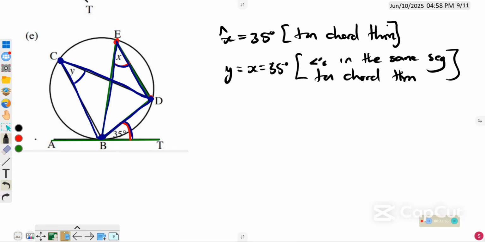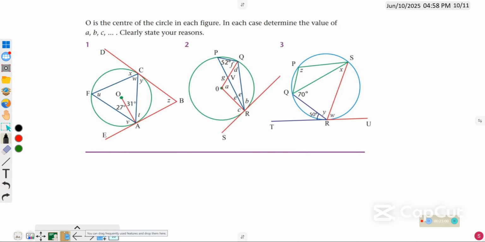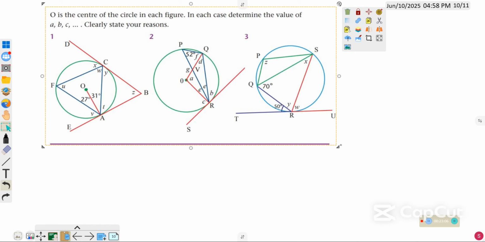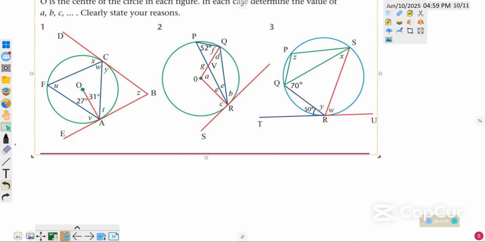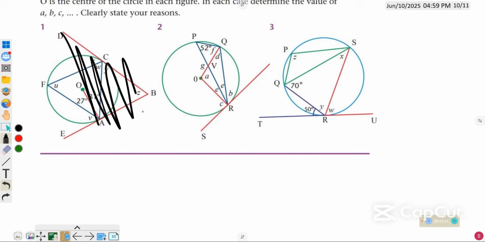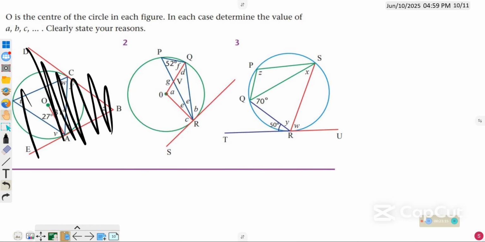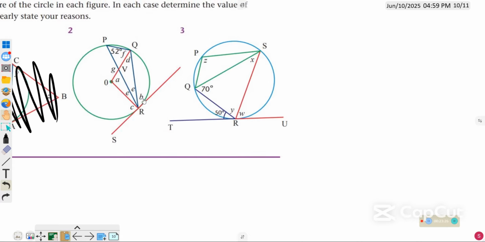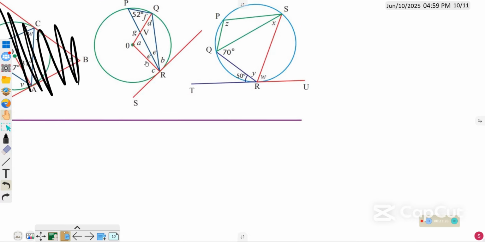Let's look at a bit of combined problems. We cannot do problem number 1 as yet. We'll do it in the next part. Let's do number 2. Given that statement, O is the center of the circle in each case. In each case, determine the value of A, B, C, and all that, clearly stating your reasons. Again, we are going to be doing this in alphabetical order like in the previous exercises. So for now, let's look at number 2.